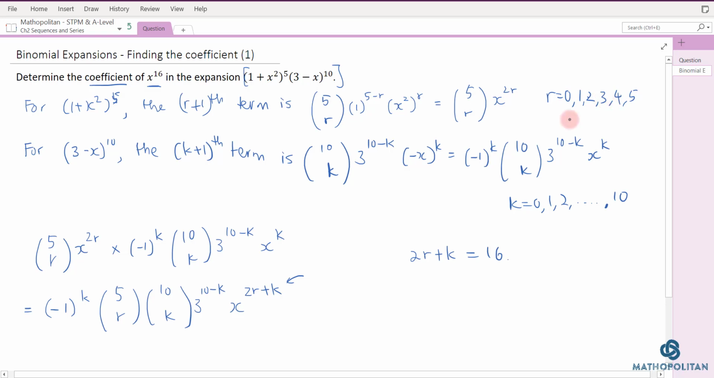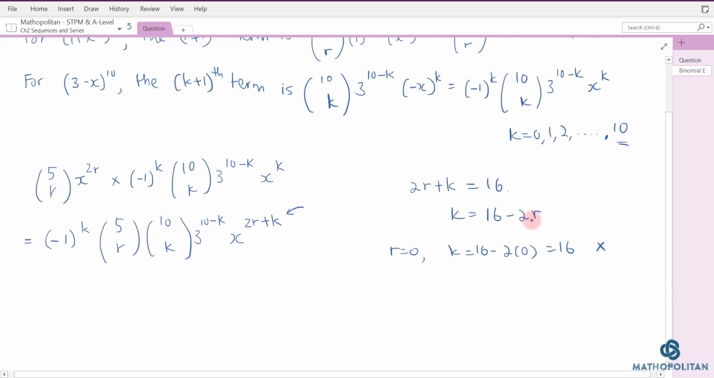what kind of combination would they be, based on these values of r and k? Of course, you can put in values like r equals 0 and then find out what is the value of k. So let's say, for example, I'll express k as 16 minus 2r. If r is equal to 0, then k will be 16 minus 2 times 0, which is 16. That's not possible because k can only be up to 10.